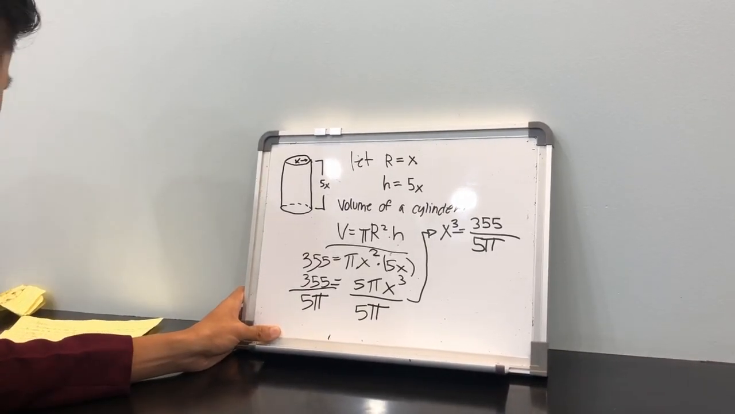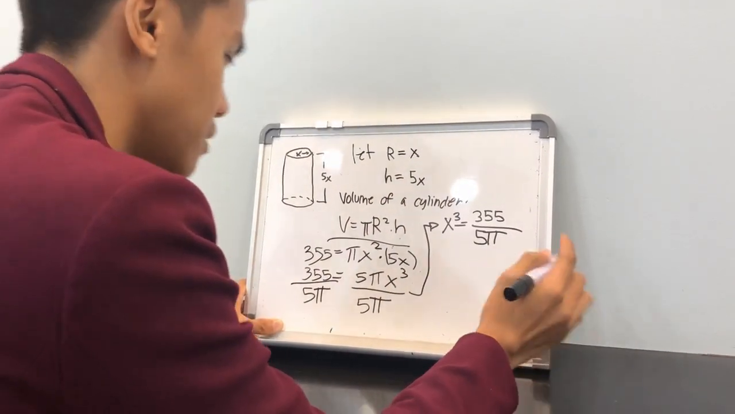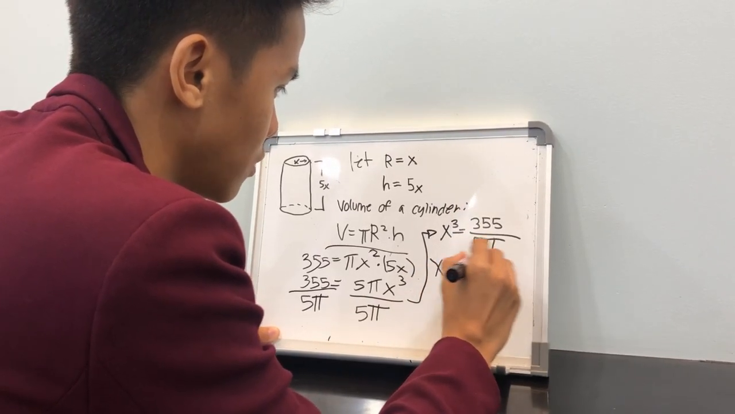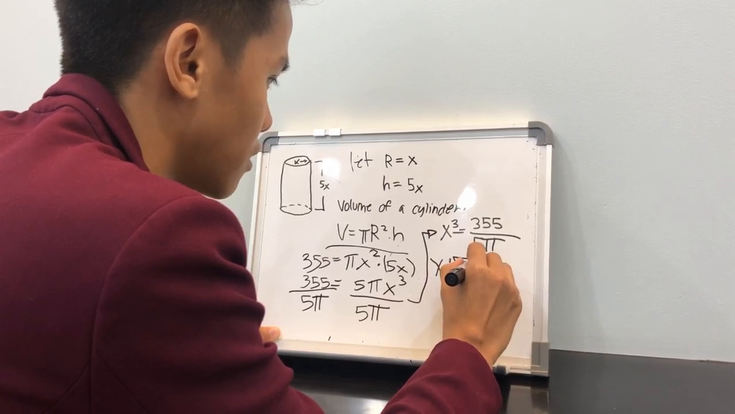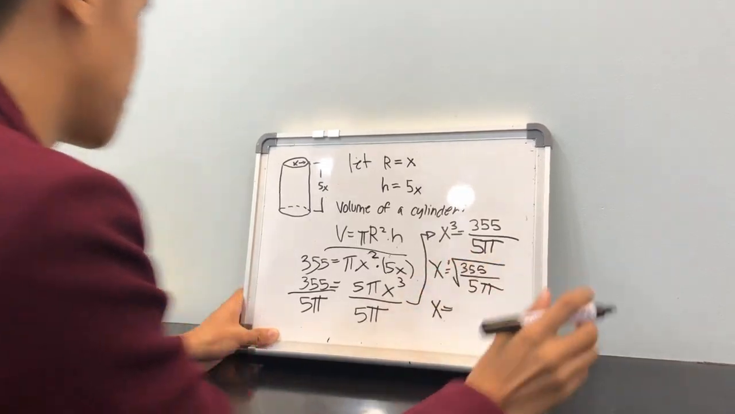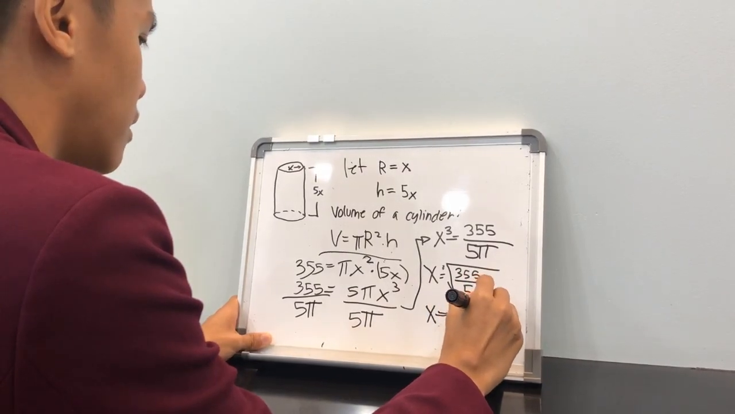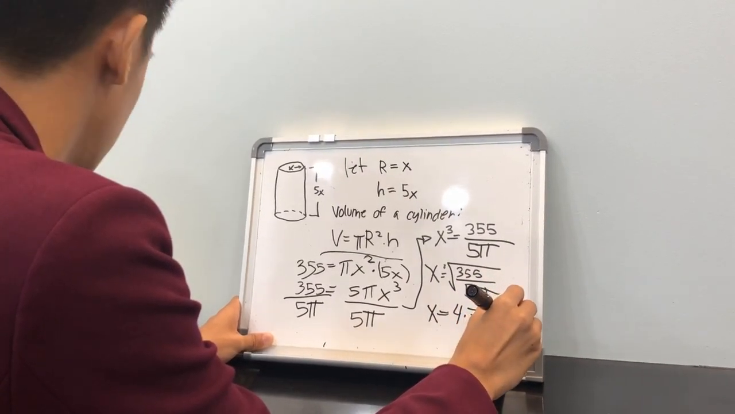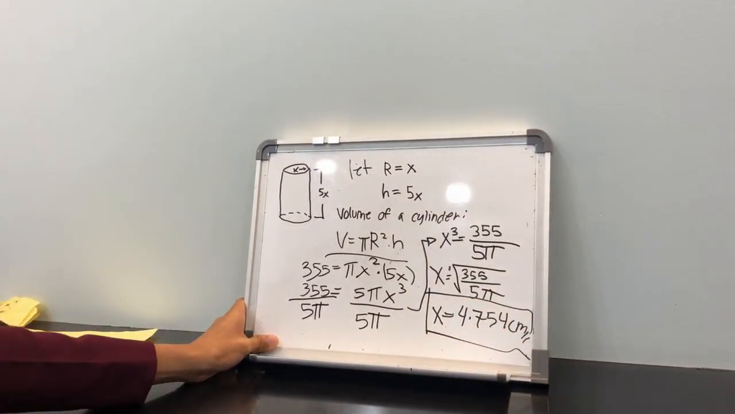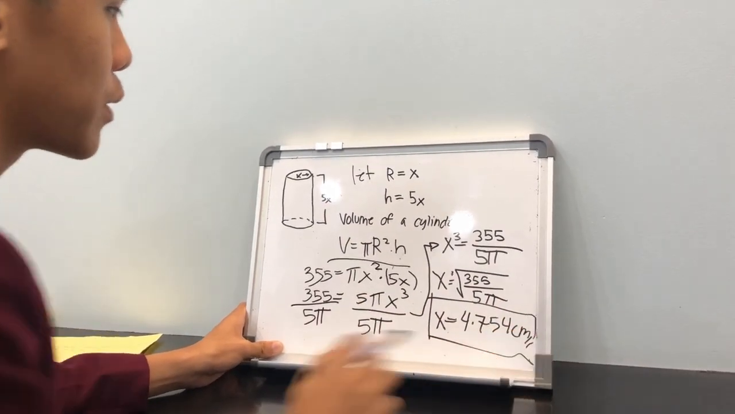Then what we're gonna do is we're just gonna get the cube root of this. So the cube root is 4.754 centimeters, and that's gonna be our radius. So that's it for problem number 2.